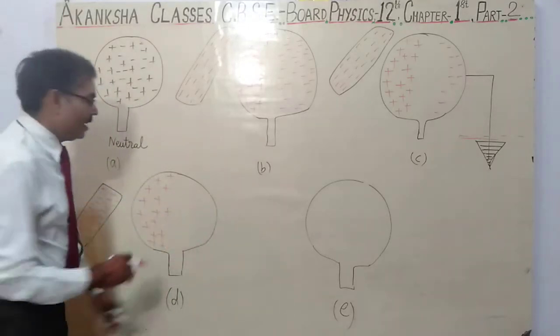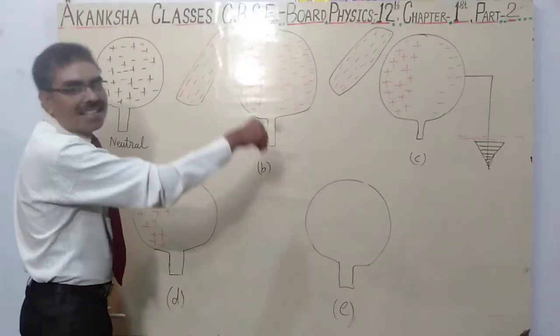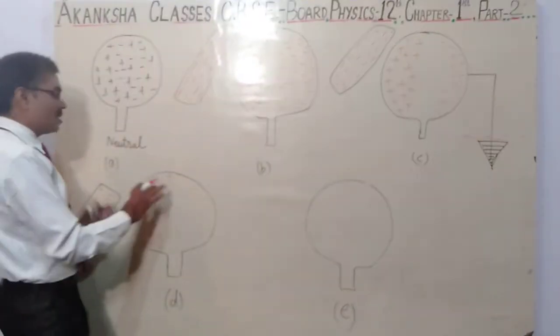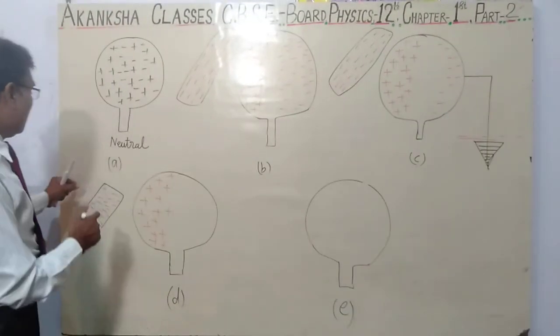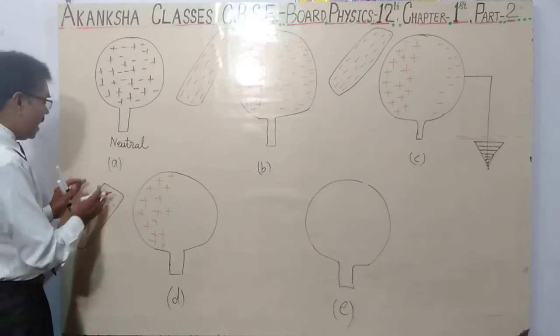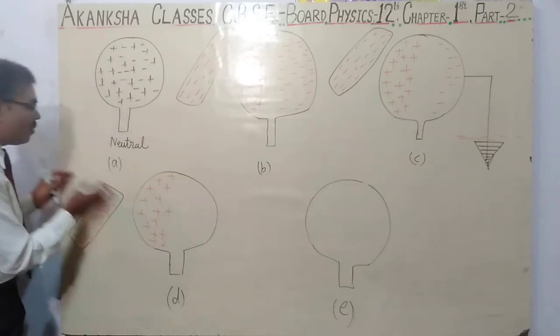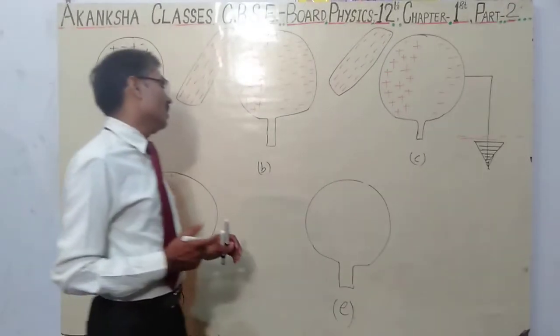Here a lot of space is seen empty. This means electrons have passed out and reached the ground. This means this metallic sphere has become positively charged. Now if we remove this negative charge object, as we have kept it near the metallic sphere, if we remove it away from the metallic sphere, what will happen?